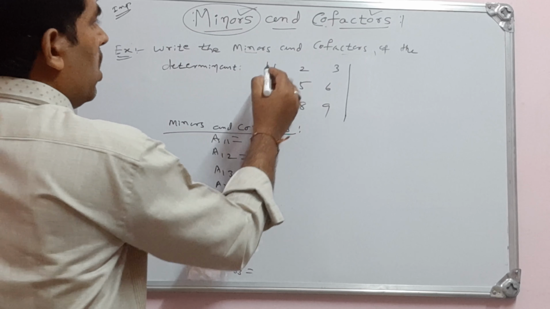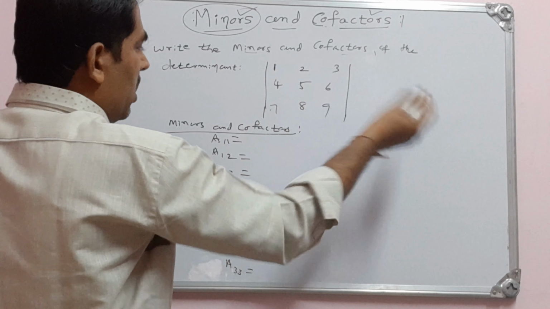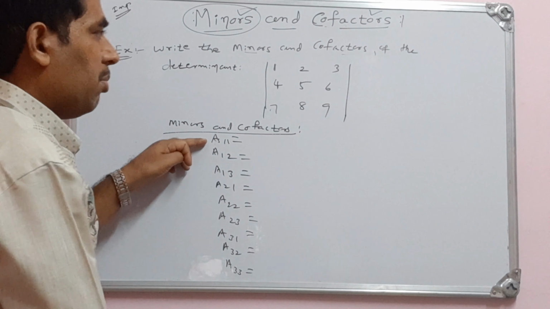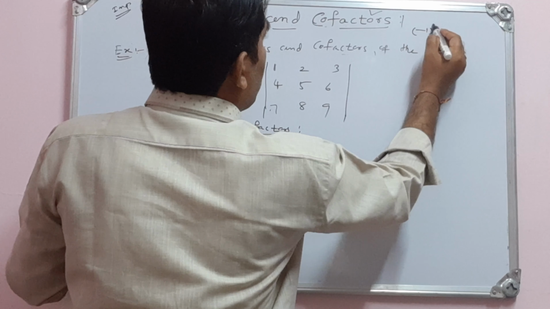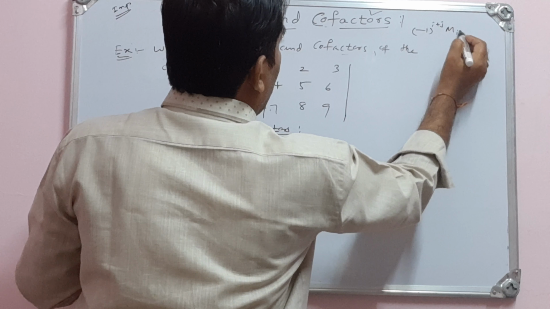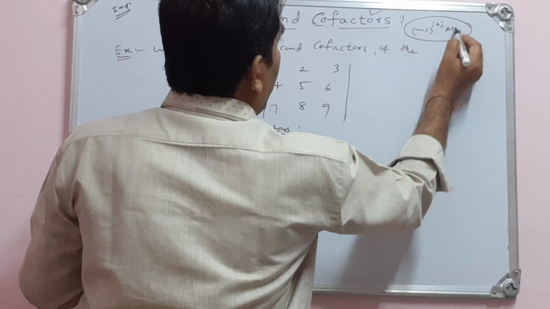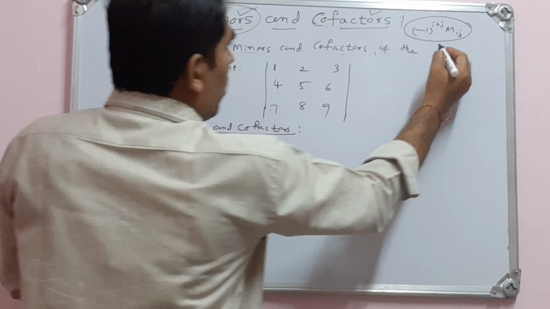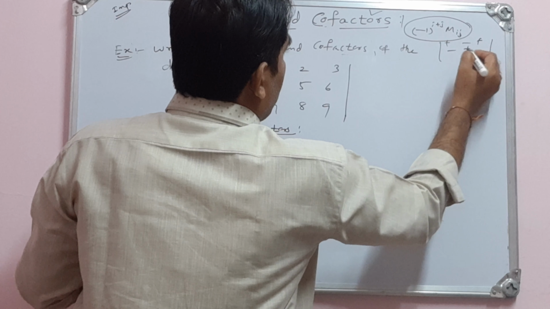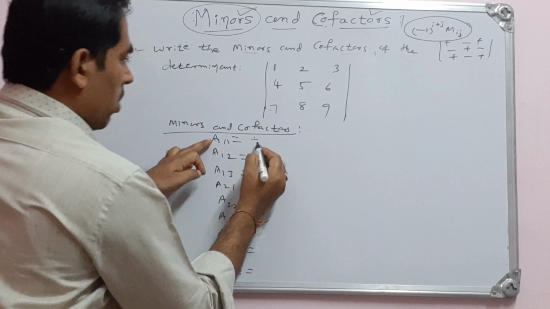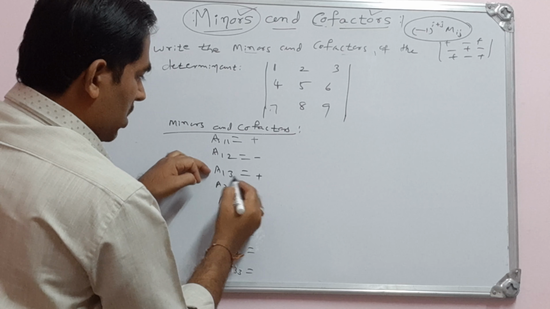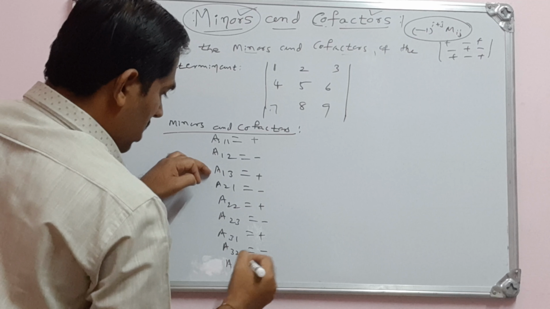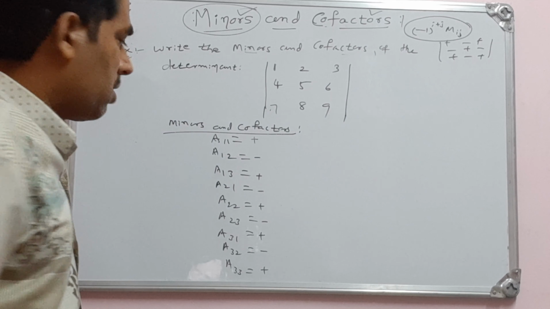You try to do the rough work separately, then you write it. For A11, I am going to take up the first element. You have to keep this in mind: minus 1 whole to the power of i plus j into Mij. So you have to attach the minor to every sign here. Let me write the signs: plus minus plus, minus plus minus, plus minus plus. In advance I have written the signs.